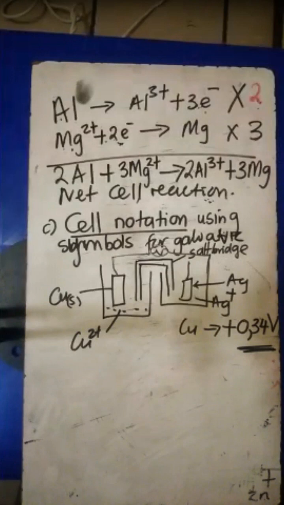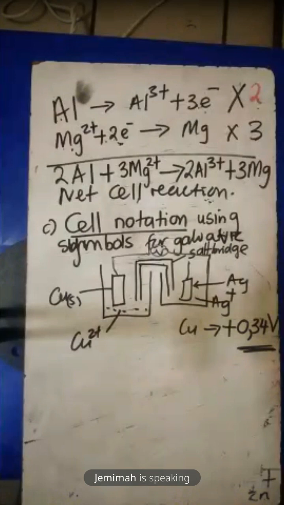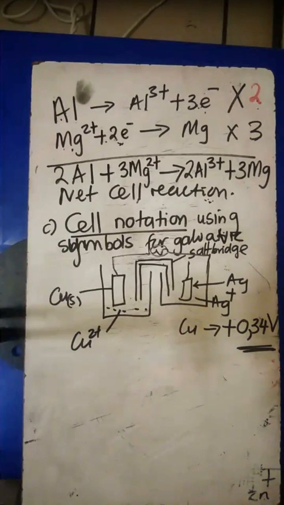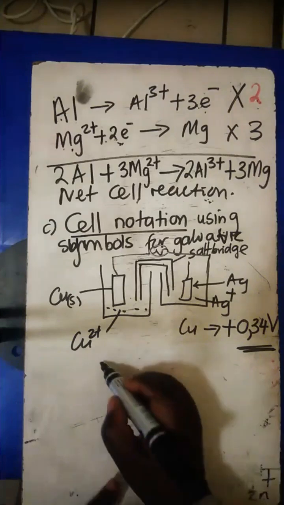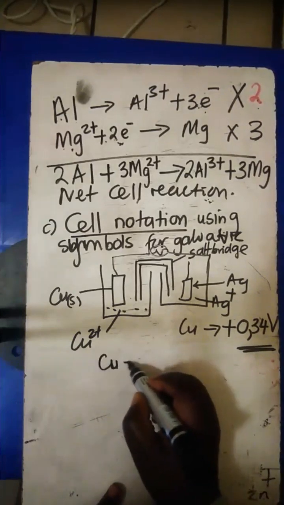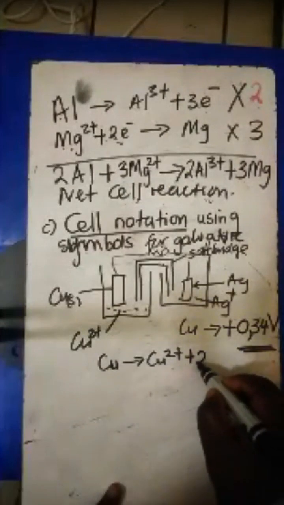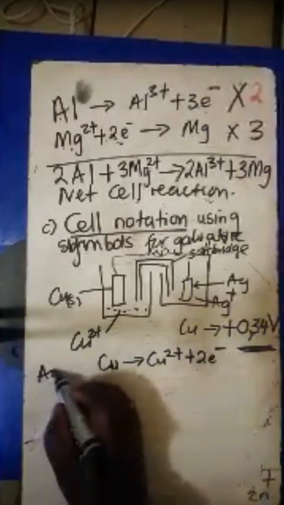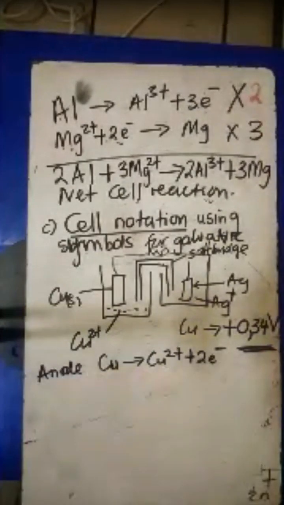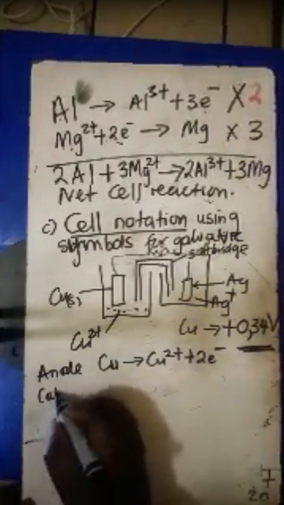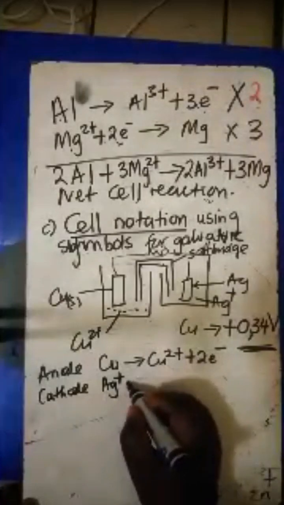Can you see that 0.34, colleagues? Check in your table 4B. Yes, ma'am. Thank you. So between copper and silver, which one is the anode? Copper. So I tell you, colleagues, for the anode you always reverse the equation. For copper, we use 0.34, please. For the cathode, you write it the way you see it on the paper.